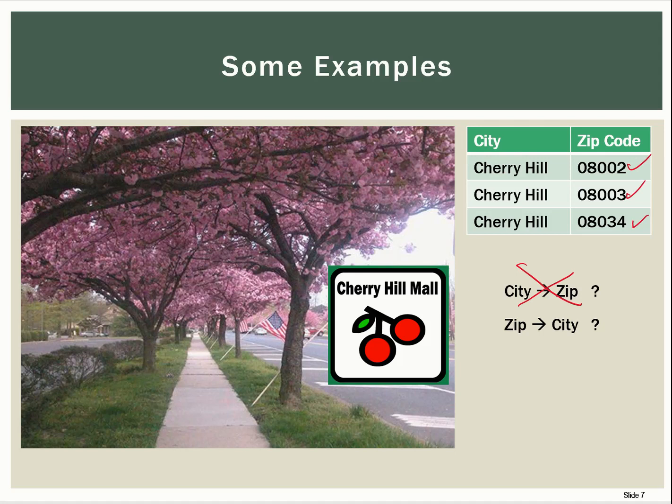However, if I go the other way and I look at these zip codes, does every zip code give me a particular city, one and only one city? And yes, 08002 gives me Cherry Hill. 08003 gives me Cherry Hill. 08034 gives me Cherry Hill. So our functional dependencies really work this way. Zip code functionally determines the city. And a way to say that is, given a zip code, I unequivocally know what the city is. There's no other choice. There's only one possible choice.